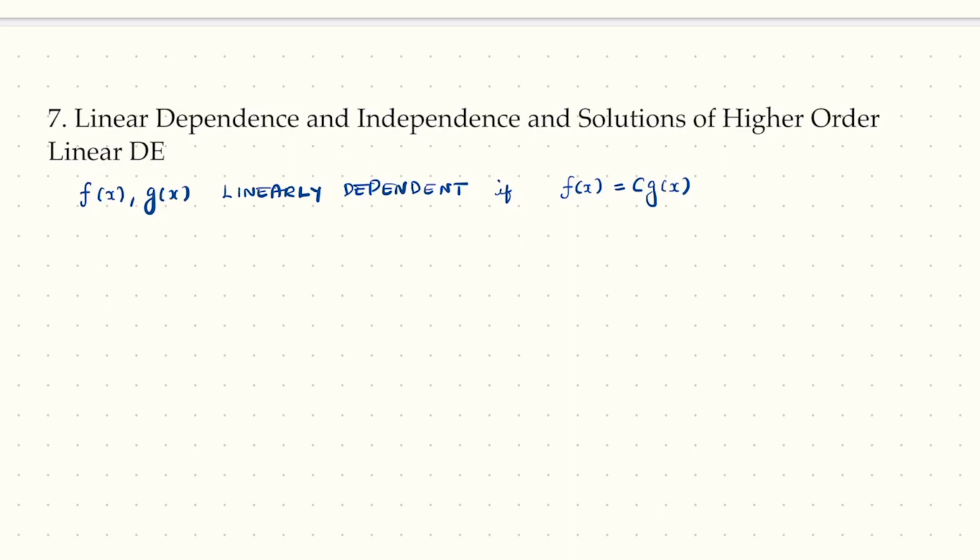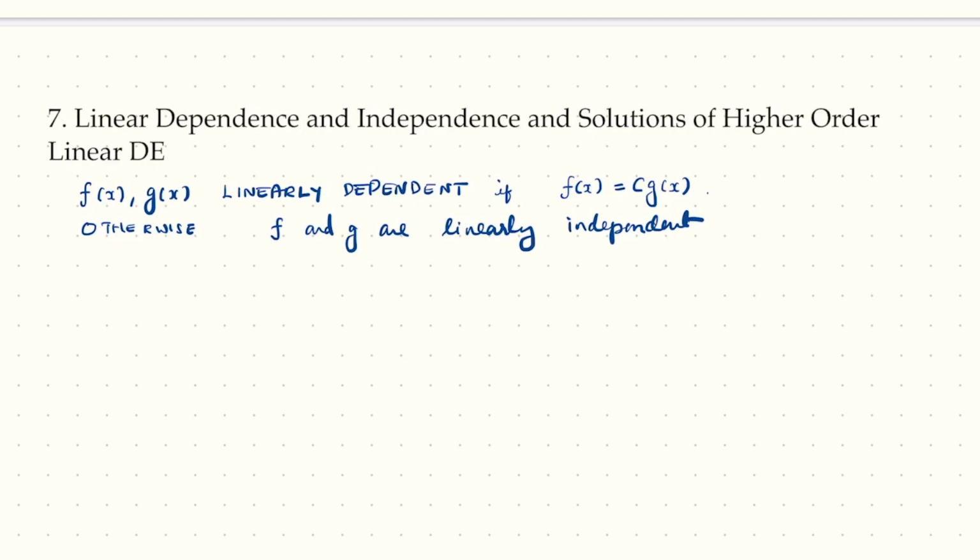As a matter of fact, we are more interested in linear independence rather than dependence. So if that doesn't happen, I'm going to say otherwise, f and g are linearly independent. All right, let me give you a couple of examples.